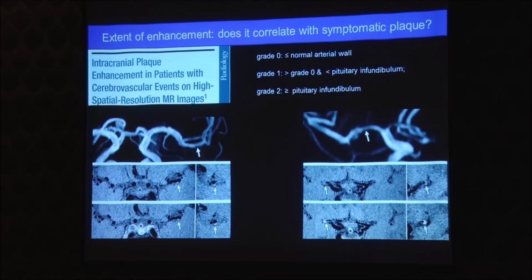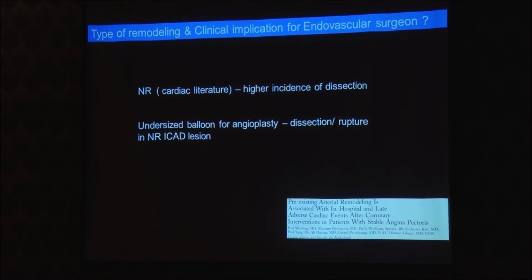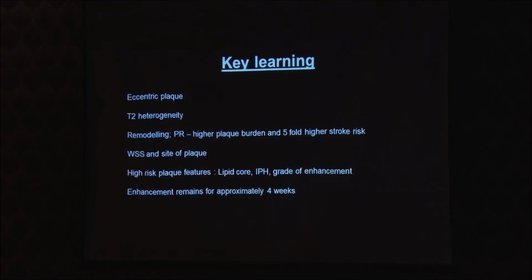What we also look for is the extent of enhancement in the plaque. If the extent of enhancement is similar to the pituitary stalk, it is a grade 2 enhancement, and the level of enhancement also correlates with the likelihood of it being symptomatic. The type of remodeling I had already discussed is again important for the interventionist, to see which wall is involved and what type of remodeling it is. On T2, we see the fibrous cap as bright and the lipid core as dark, and on T1, we want to see pre-contrast if there is a hyperintensity, which suggests it could be an intraplaque hemorrhage.